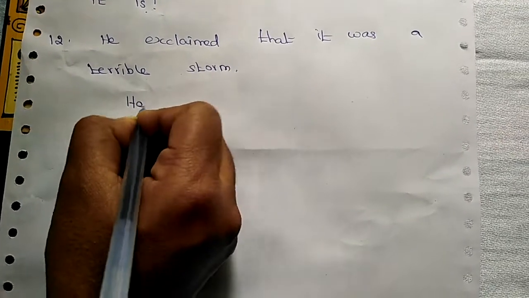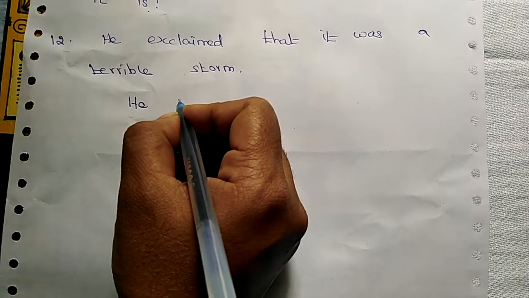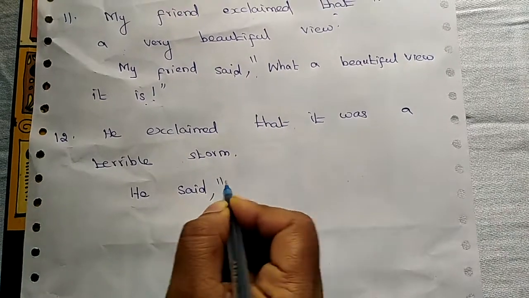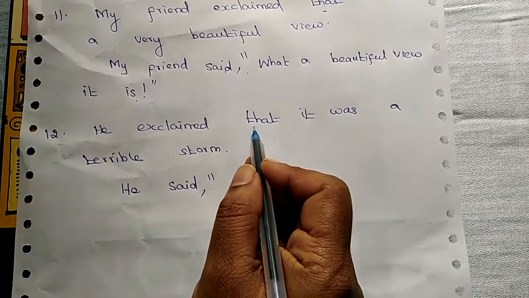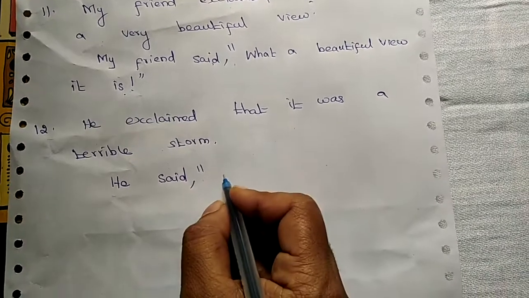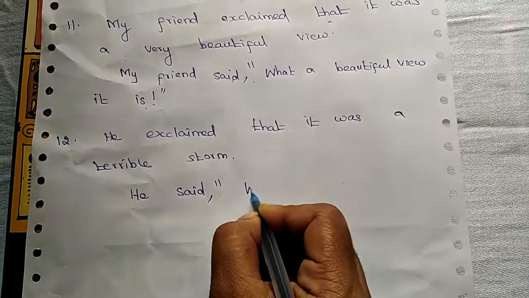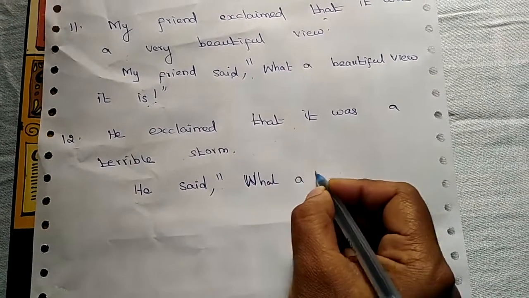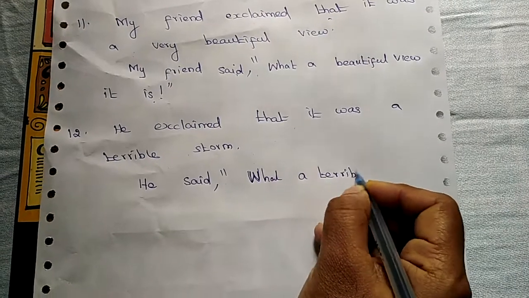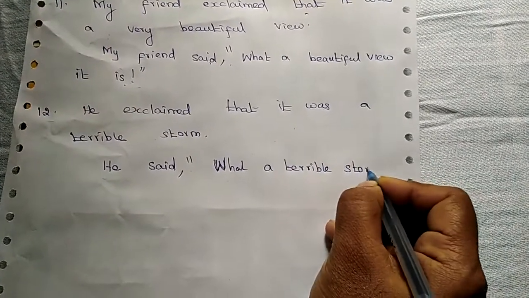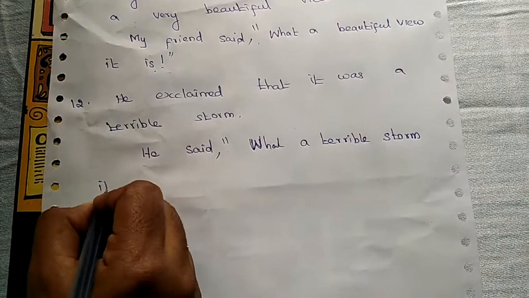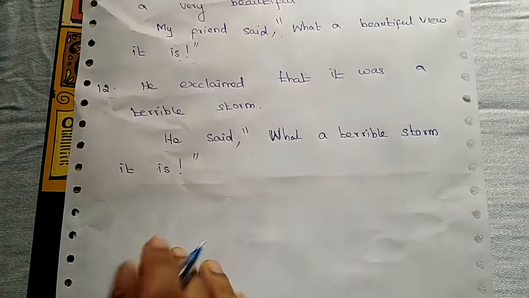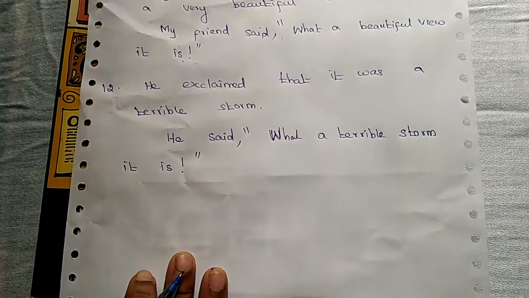Yes, tell me. He exclaimed. Exclaimed will change into said. Comma, begin the quote. Whether we have to write this connecting word? No, is it? So he said, what a terrible storm it is. Exclamatory mark, close the quotation. What a terrible storm it is.